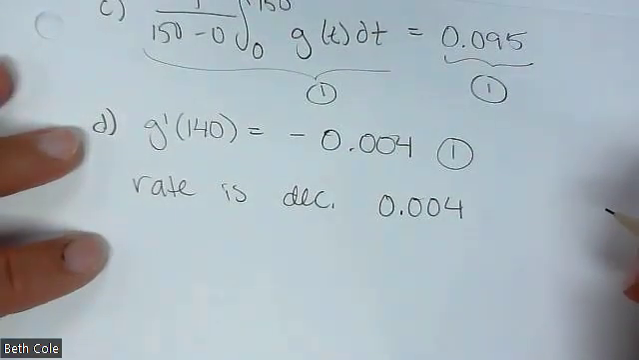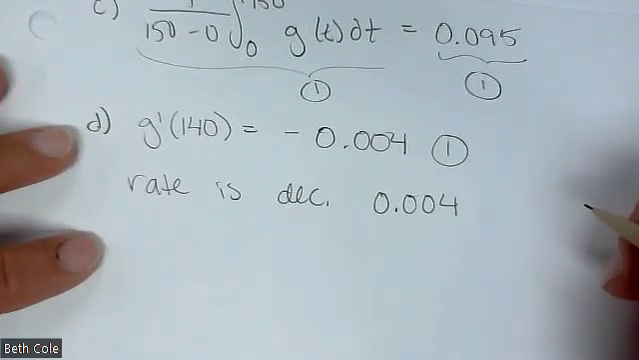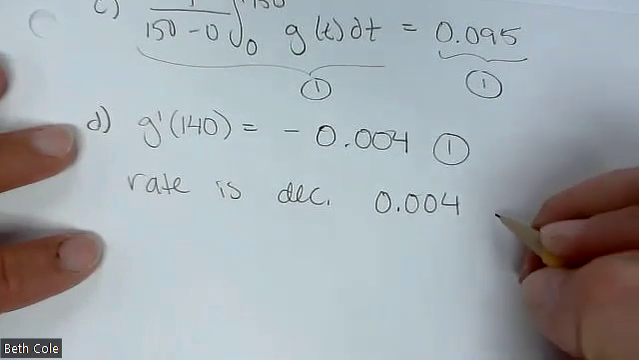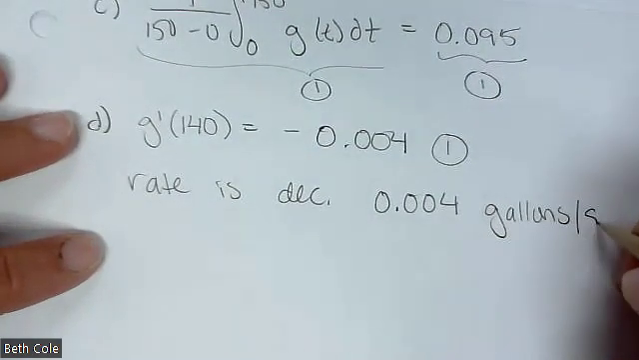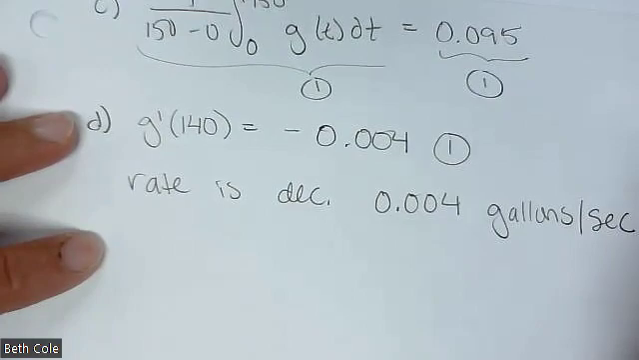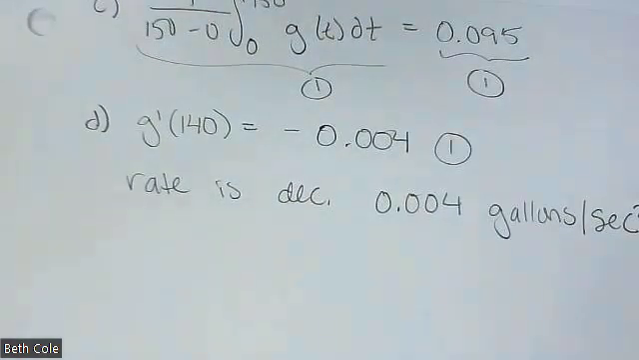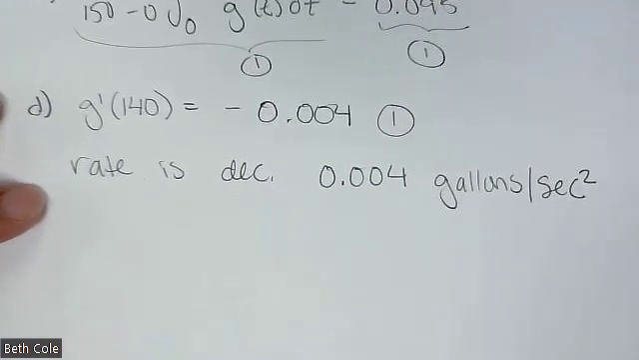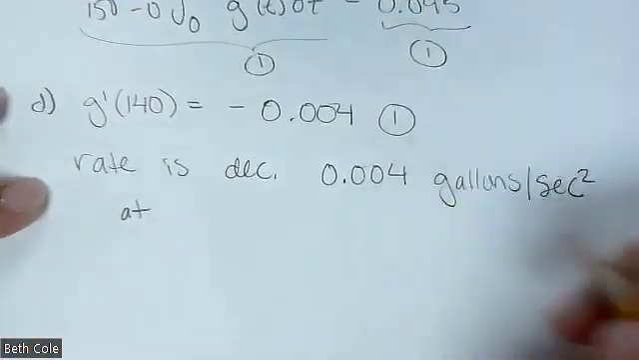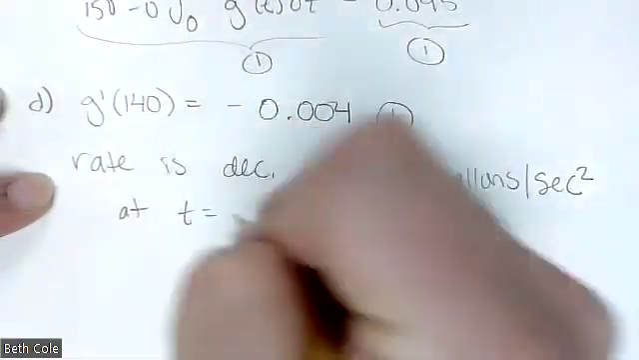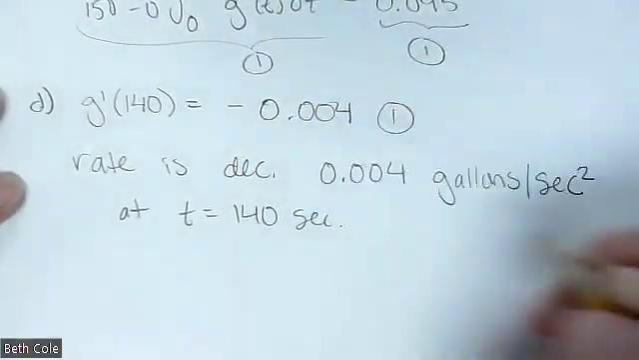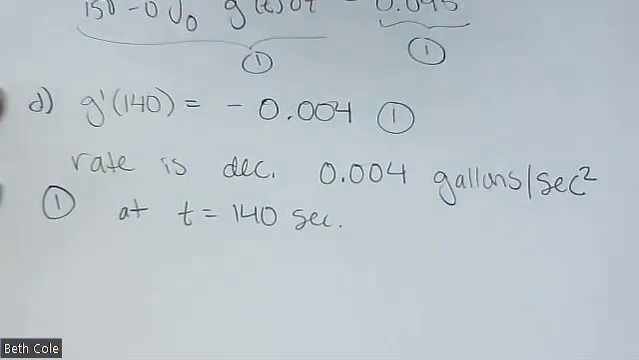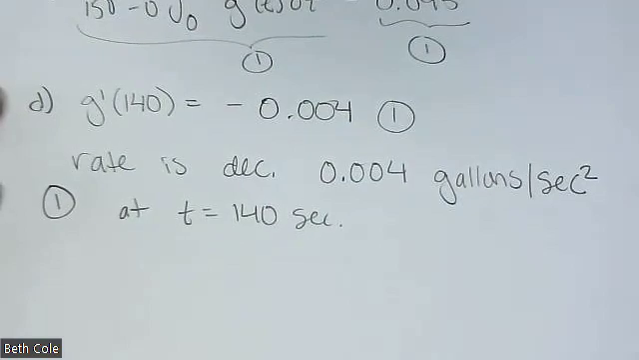0.004. Now this one we do need units. It's 0.004 what? Gallons? Yep, per second squared. And you can write per second. Rate is decreasing that many gallons per second squared, and they will not give it to you unless you say something else, at time 140 seconds. And so it's a point for that answer. Count it up, it should be 9. Did I add it up right? I didn't miss one?